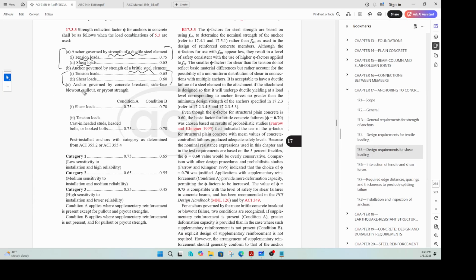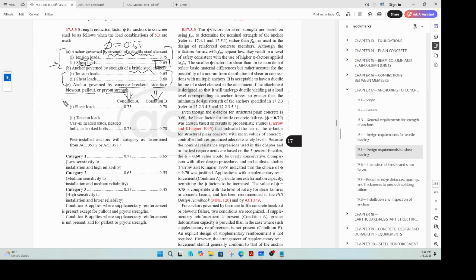If anchor or anchors are governed by concrete breakout, side face blowout, pullout, or pryout strength, now you have a condition A and condition B to check, and you will have to pull your information from the appropriate paragraph there, right? So in our case, we are here. This is ductile steel, and then we are talking about shear loads. So our strength reduction factor phi is equal to 0.65.